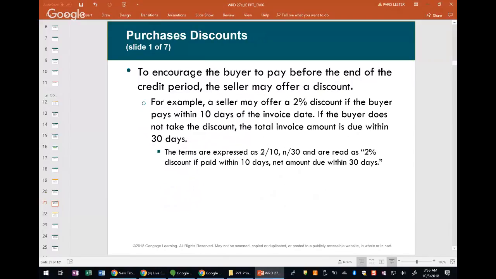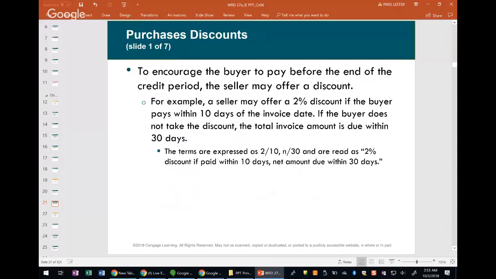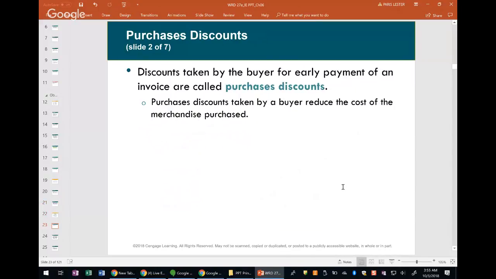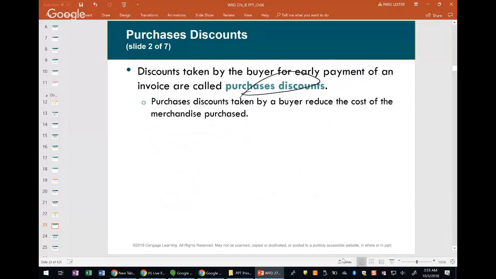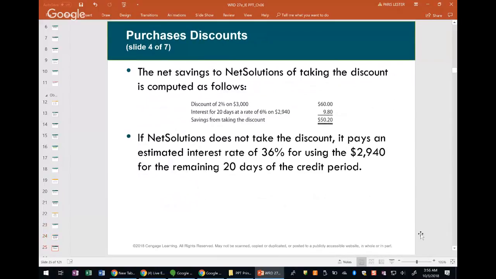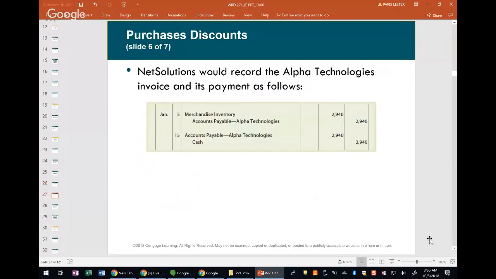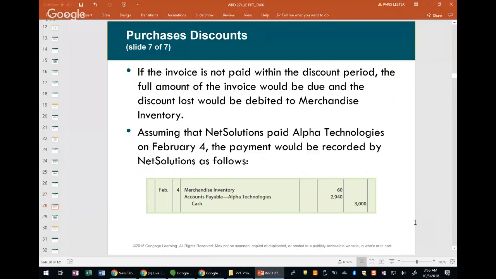Just talking more about the terms, they are expressed as 2/10 net 30 and are read as 2% discount if paid within 10 days. There are purchase discounts and also sales discounts. It works both ways. And we'll go into the math next week. Do take those discounts. Here you buy merchandise, and here you pay for it. Because you didn't have any terms, you pay the whole amount within 10 days.